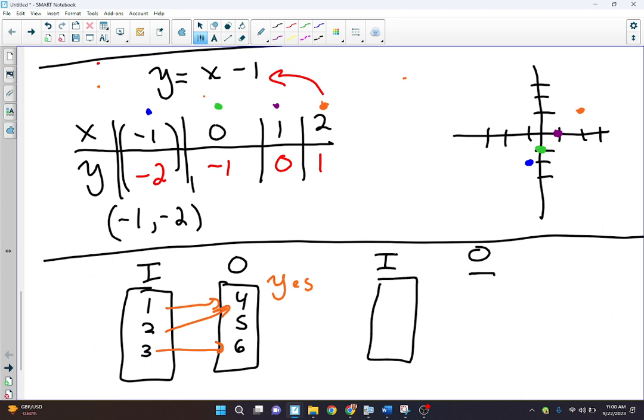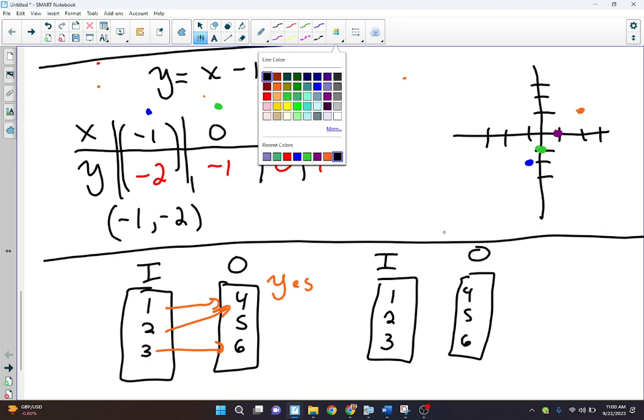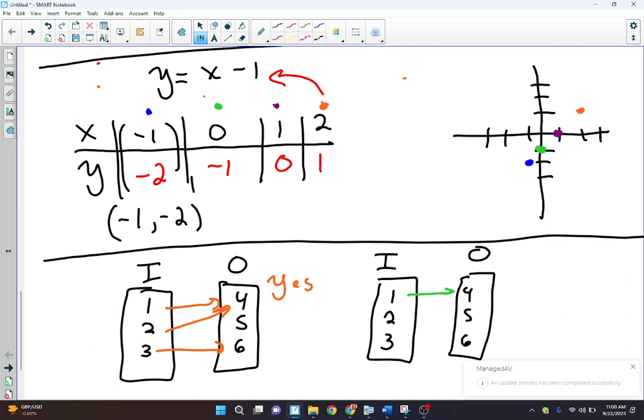Versus this situation, 1, 2, 3, 4, 5, 6. In this situation, where 1 goes to 4, 1 goes to 5, and 3 goes to 6, this is not a function. Because every input, in this case 1, goes to both 4 and 5. Remember, I don't care if they have the same output, but it really matters to me if one input does not produce 2 separate things. Every input should only produce one thing.